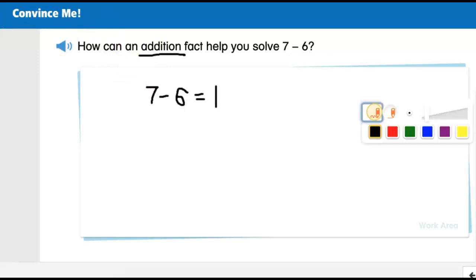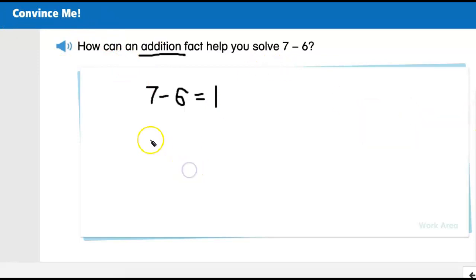So let's think. How can I use addition to help me solve for this? Well, if I wrote the addition fact for 6 plus 1, that would also give me 7. So if we compare these two problems, this is our subtraction equation and our addition equation. Both of these equations have a 7, a 6, and a 1. So if I know 6 plus 1 is equal to 7, I know that when I subtract 7 and 6, my answer will be 1.